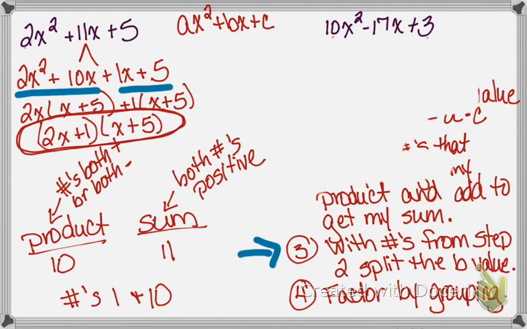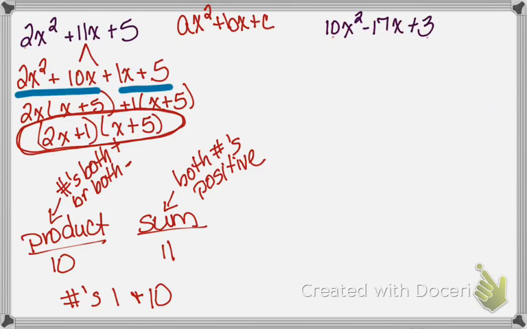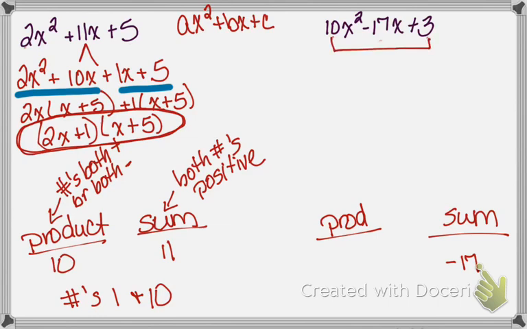So, first thing that we're going to do is identify my sum, and identify my product. My sum is always my B value. Always, right there. Always. Okay? It's the number in front of your linear term, or your x to the first power. Okay? My product is my first number times my last. My A value times my C value.